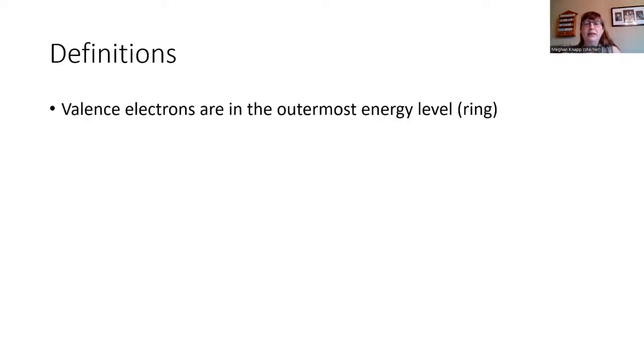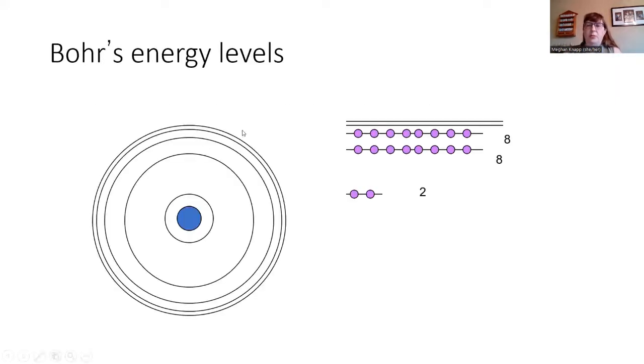So now let's think about where the electrons are and what that means. Valence electrons are the outermost ones, the outermost ring. So let me go back to our picture here. We have electrons in levels 1, 2, and 3. Level 3 here that has 8 electrons, that's going to be our valence ring. Okay.